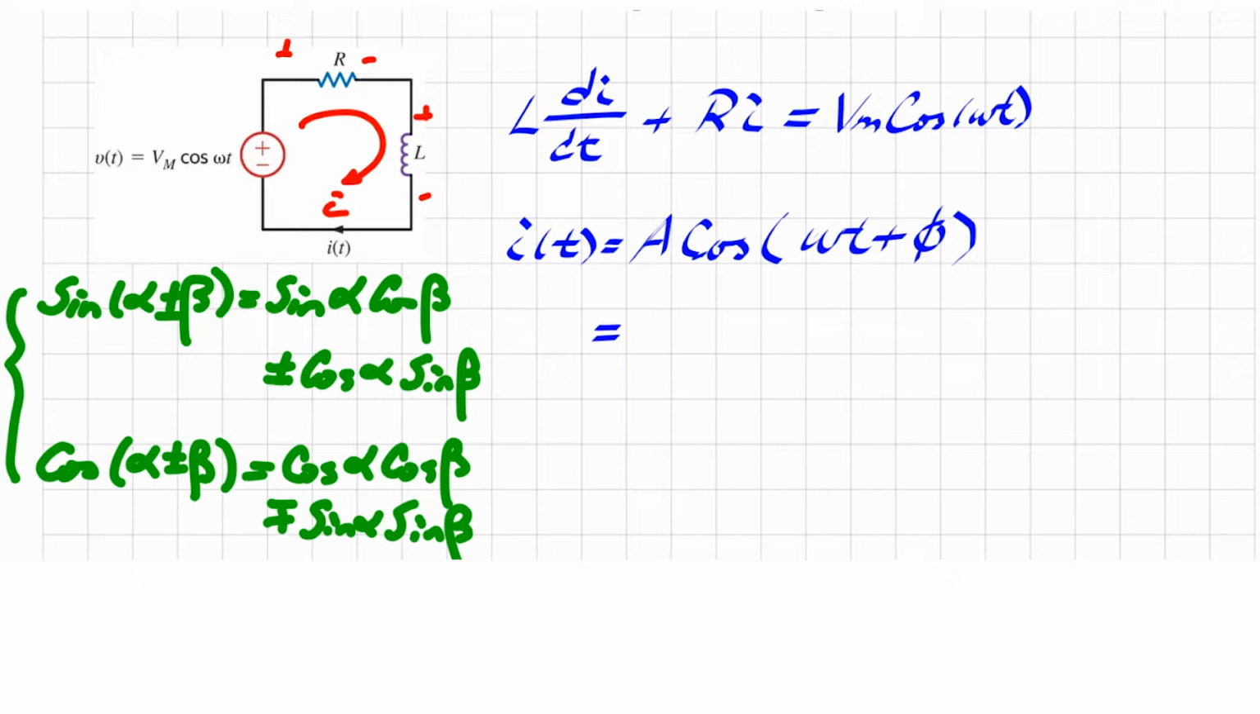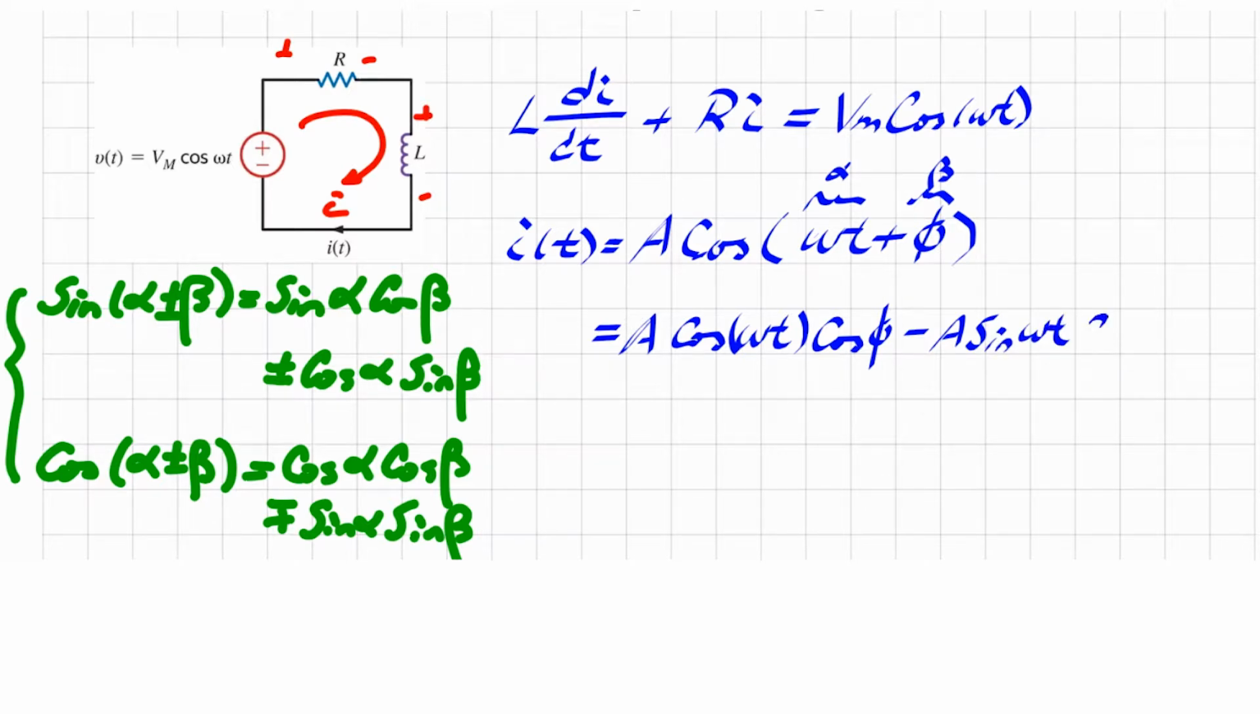So now we're going to apply it here. The alpha in this identity is omega t, and phi would be the beta. So we're going to say this is equal to A times cosine alpha, which is omega t, times cosine beta, which is phi, minus A times sine alpha, which is omega t, times sine beta, which is sine phi.